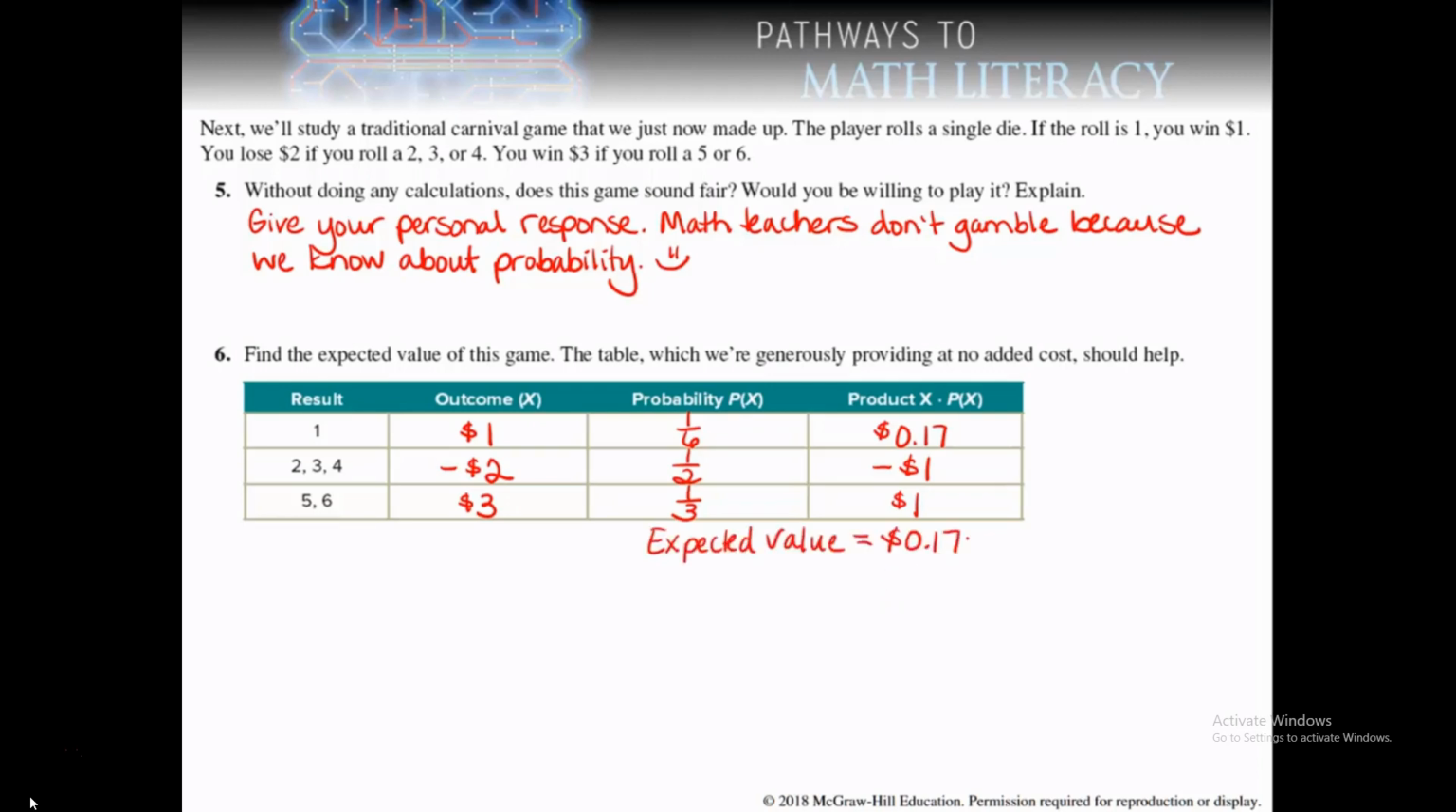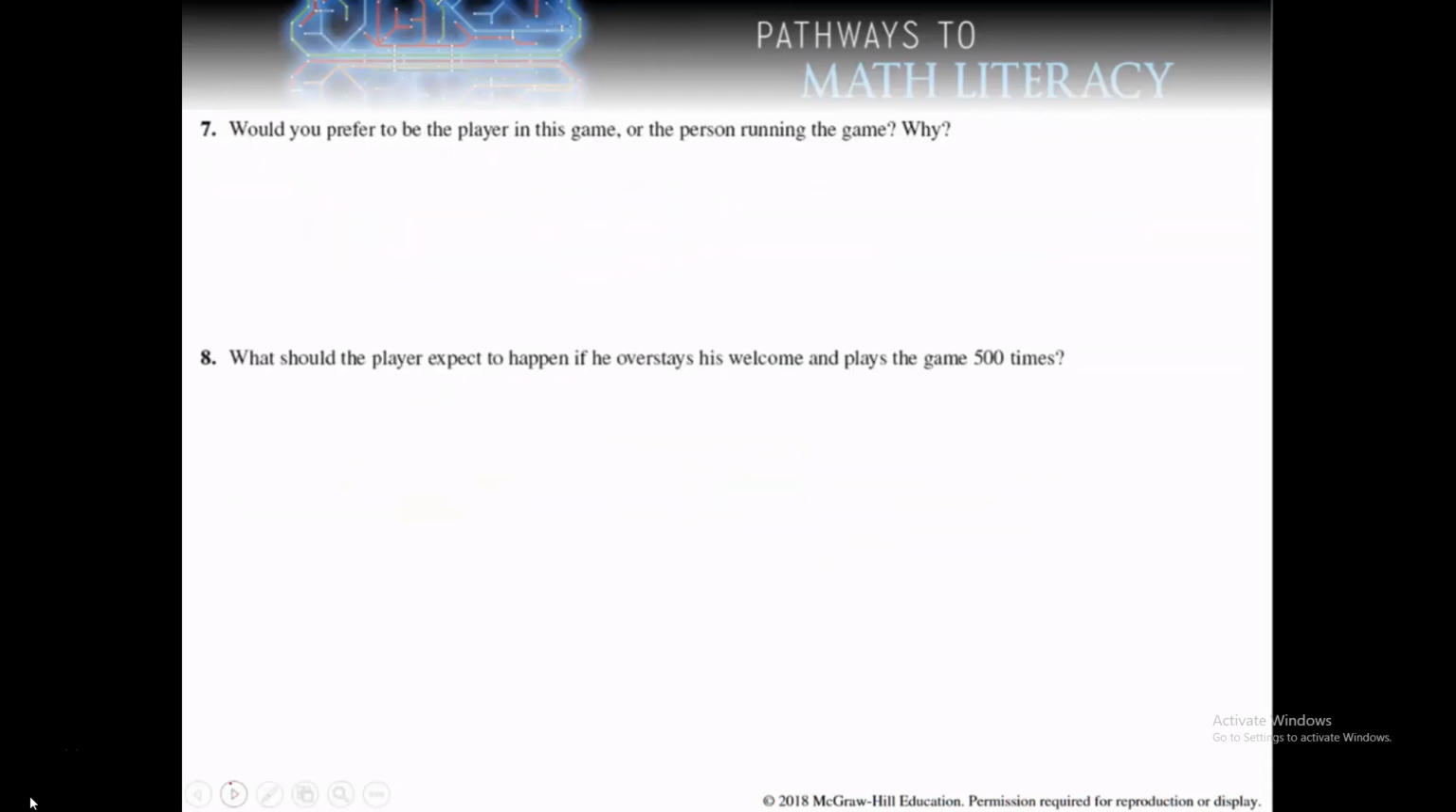In 7, would you prefer to be the player or the person running the game? Well, because that expected value came out positive, you would prefer to be the player because that means that in the long run, you expect to win money. So you'd rather be that person than the one running the game who's paying that money out.